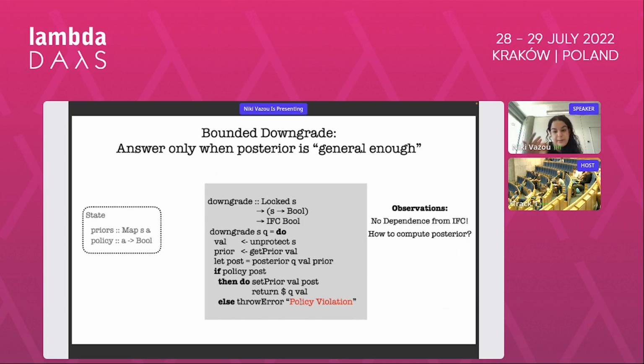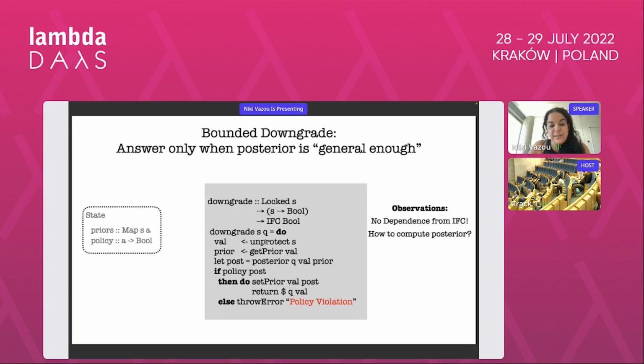Okay, so there are two things to observe using this code. The first one is, as I mentioned, I haven't yet defined how to compute the posterior, so we're going to do that next. But the other interesting thing to note is that this bounded downgrade doesn't have a real dependency over the IFC. So I'm not using its state. The only thing I'm really using is this unprotect that most IFC libraries define, a way to unsafely escape all the protection mechanisms.